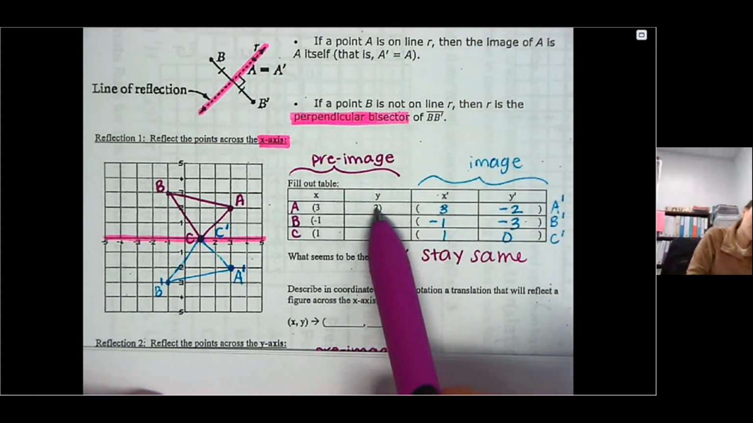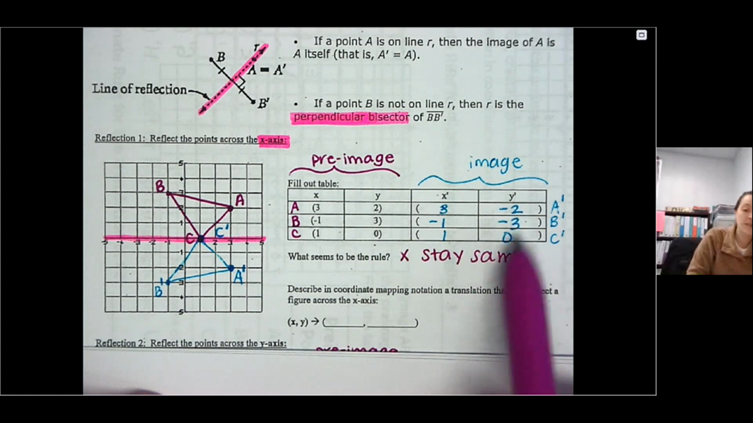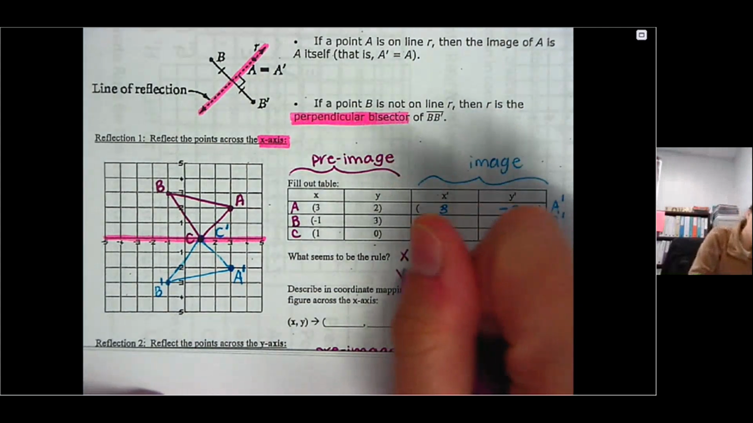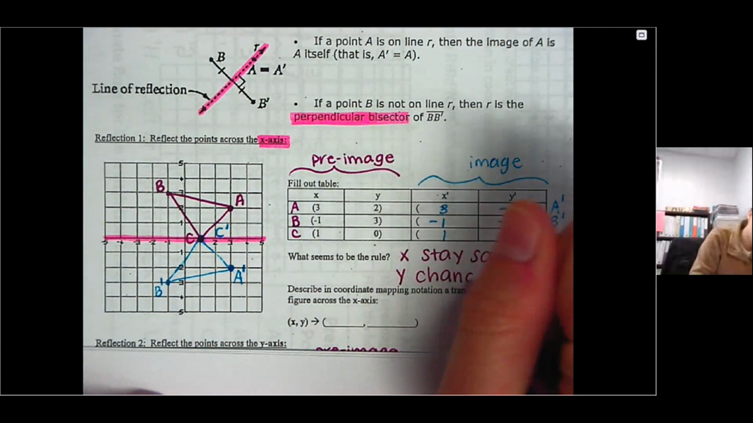And my Y values, if you look, I went from 2, 3, 0 to -2, -3, 0. So my Y values essentially changed signs. They went from positive to negative. So my Y's changed sign.